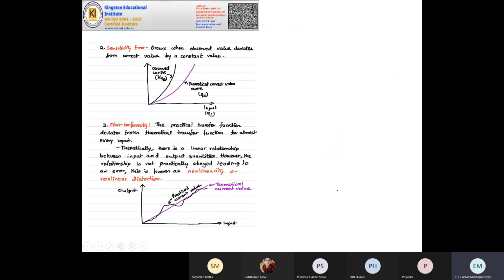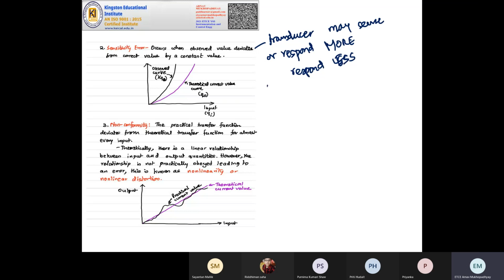Second is sensitivity error. Sensitivity error means the instrument is either more sensitive, I mean they are responding more, or they are responding less than what is desired. That means the transducer may sense or respond more, and sometimes it may respond less.